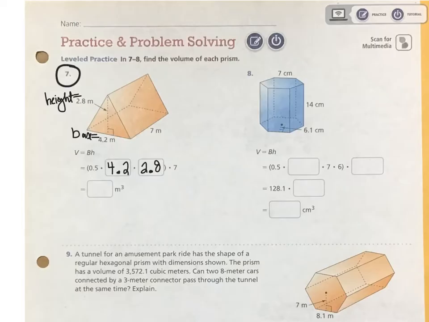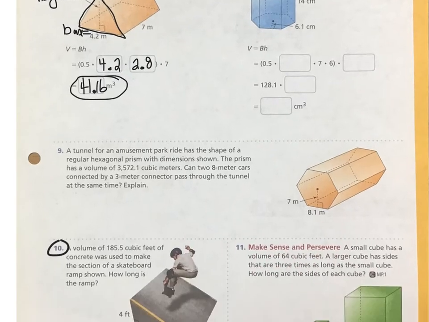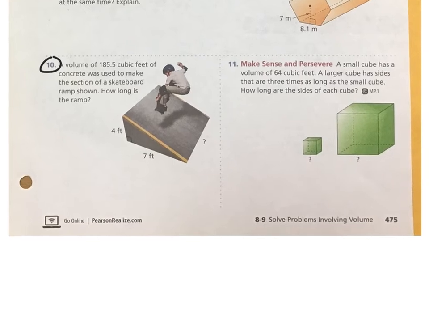All right, did you pick out the correct numbers for the base and the height of the triangle? It's this piece right here. And then try to find the volume and see if you get the same answer I do. And the correct answer is 41 1600 meters cubed. Now let's move on to number 10.